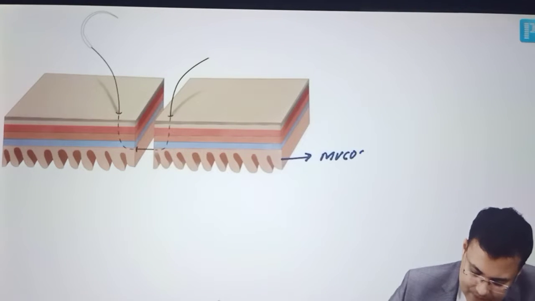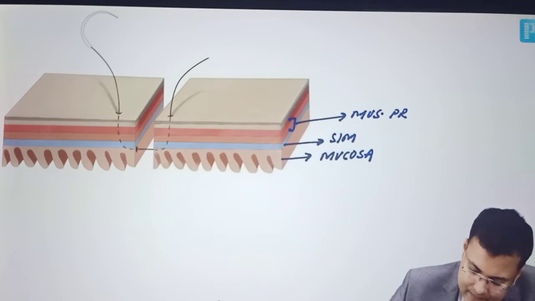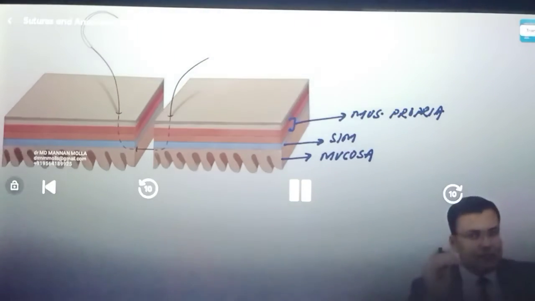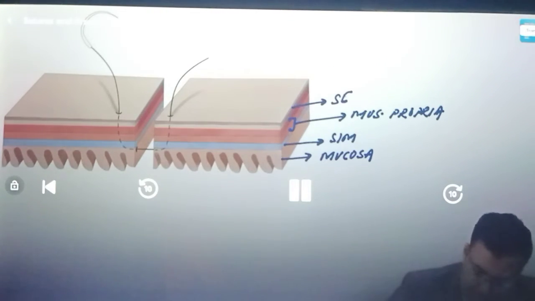Outermost is mucosa. Then this is submucosa. Clear? And these two bowel layers are of muscularis propria. And you must be knowing that in muscularis propria there is an inner circular layer and an outer longitudinal layer. Clear? And this outermost is serosa.